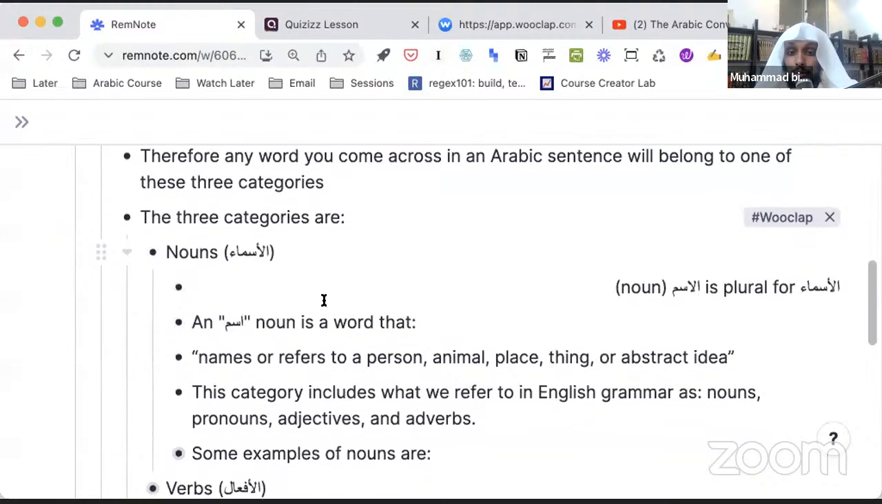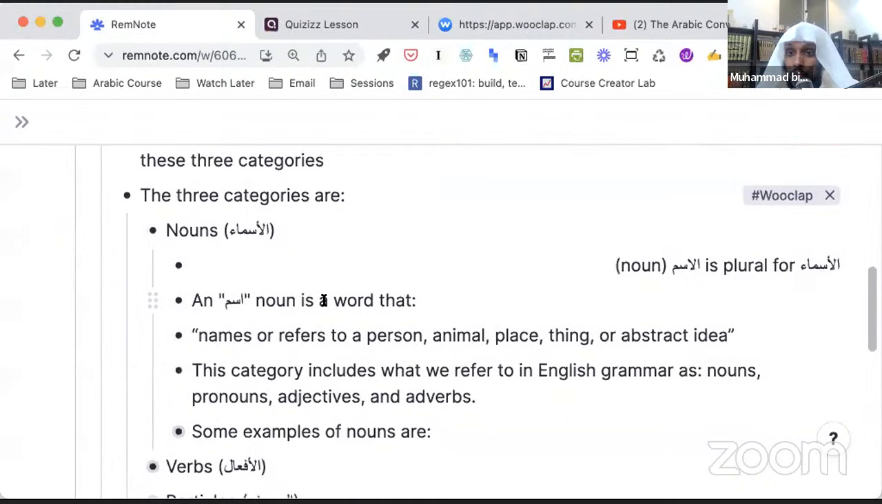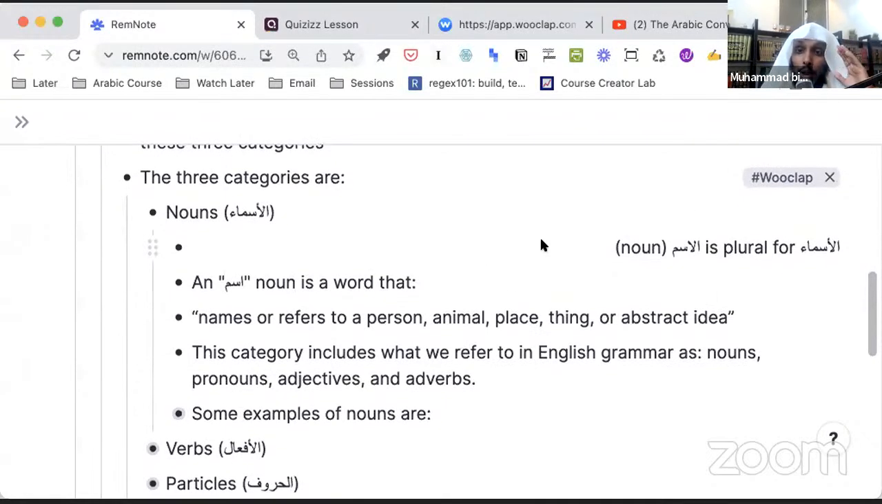So what are nouns? The most important thing here, dear brothers and sisters, is that you have a very good understanding of what a noun is, what a verb is, and what a harf is, so you can differentiate between them. There are other ways as well to differentiate between them, which we'll cover another time, inshallah ta'ala. But for now, just make sure you have a clear picture of each.